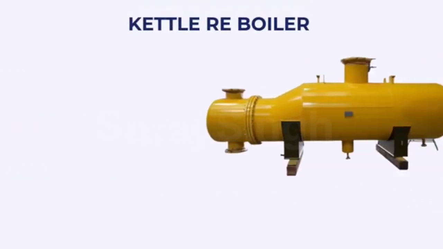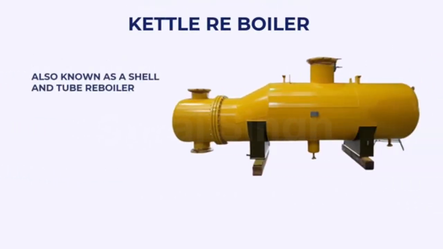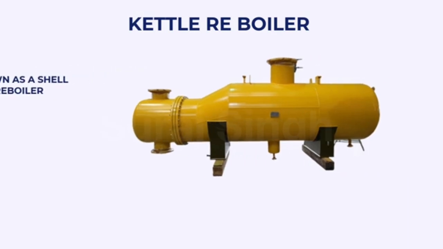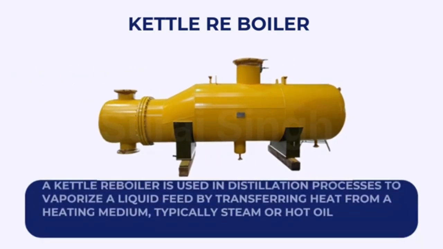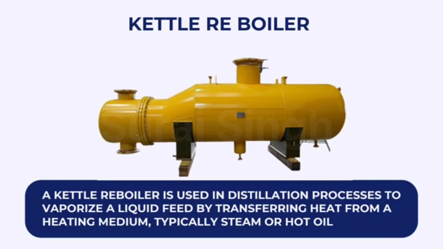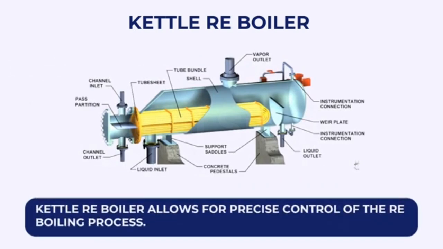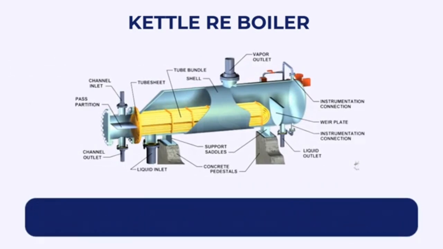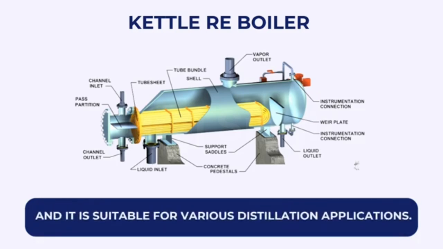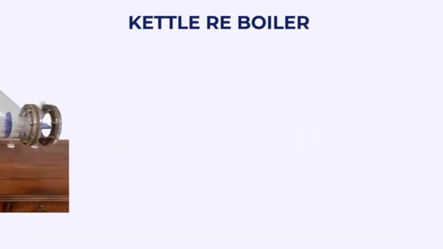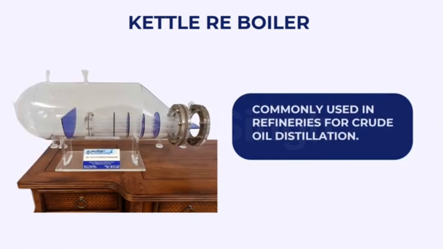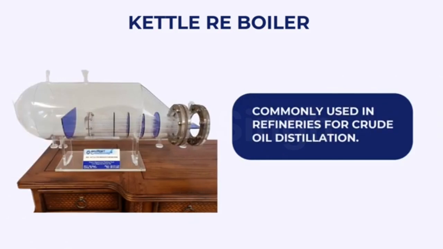Kettle reboiler. A kettle reboiler, also known as a shell and tube reboiler, is a type of heat exchanger used in distillation processes to vaporize a liquid feed by transferring heat from a heating medium, typically steam or hot oil. A kettle reboiler allows for precise control of the reboiling process, suitable for various distillation applications. Kettle reboilers are commonly used in refineries for crude oil distillation.